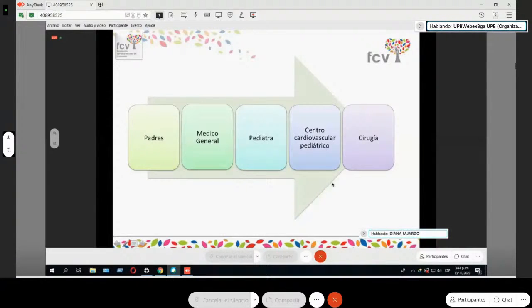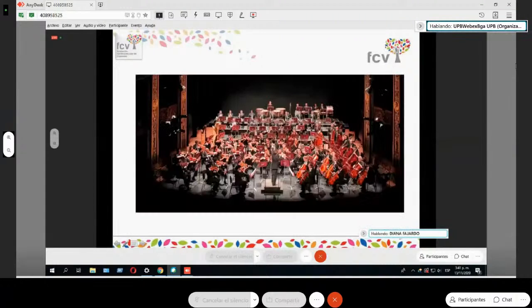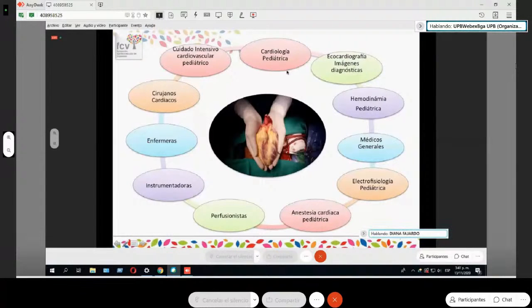And who are the ones who perform the surgery? It's a group of people that includes the group that attends the patient before the surgery. They require intensive care, sometimes pediatric cardiology, the diagnostic imaging group, pediatric hemodynamics, general physicians, electrophysiology, and the group within surgery, which includes anesthesiology, perfusionists, instrument specialists, and nurses, heart surgeons particularly trained in pediatric surgery, and the group that manages the patient after surgery, which includes all of us.